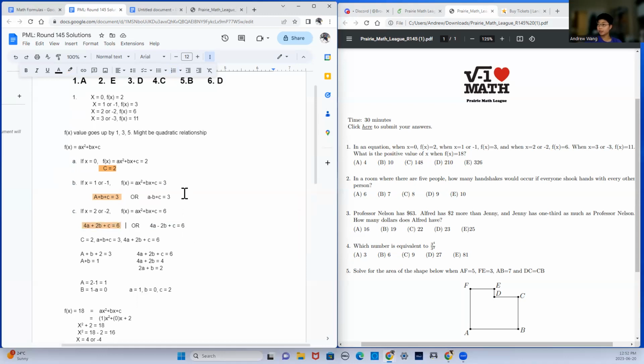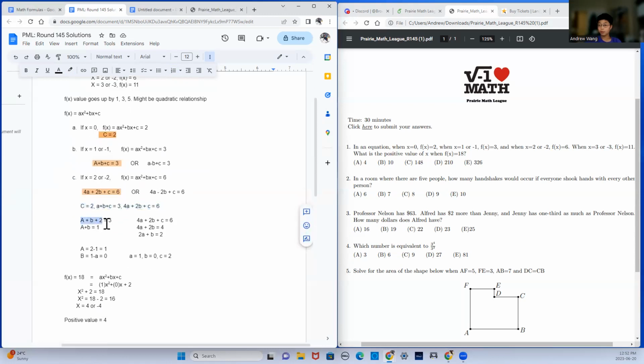Now that we have 3 equations and 3 unknowns, we can find the unknowns. So the 3 equations, as another rundown, are c equals 2, a plus b plus c equals 3, and 4a plus 2b plus c equals 6. And so when we put c equals 2 into the a plus b plus c equals 3 equation, we get a plus b plus 2 equals 3. Now it solves out into a plus b equals 1.